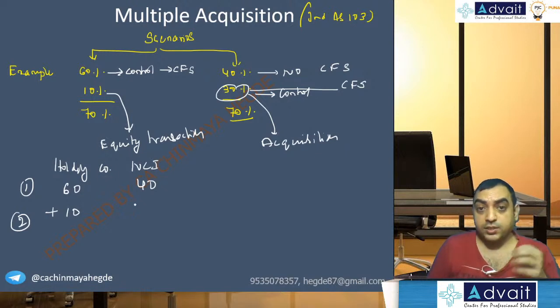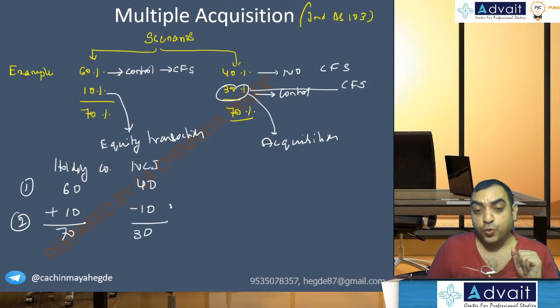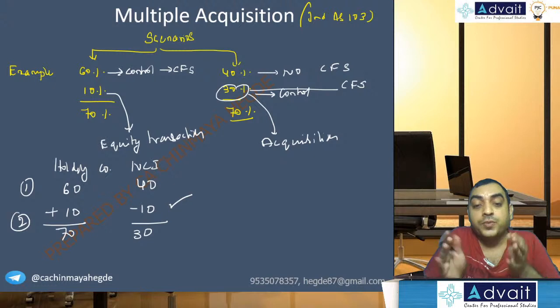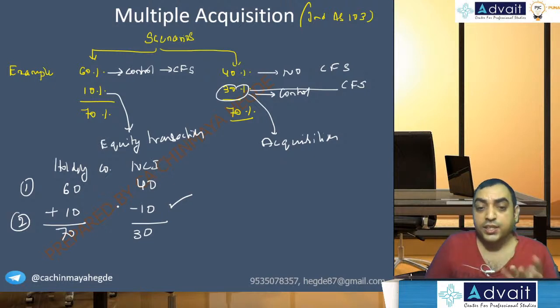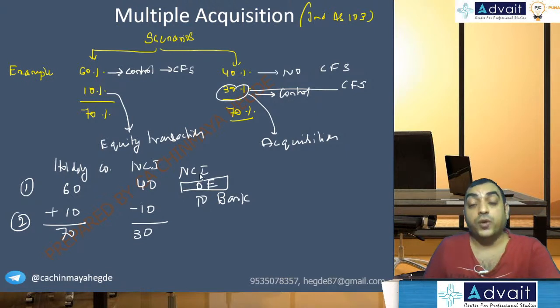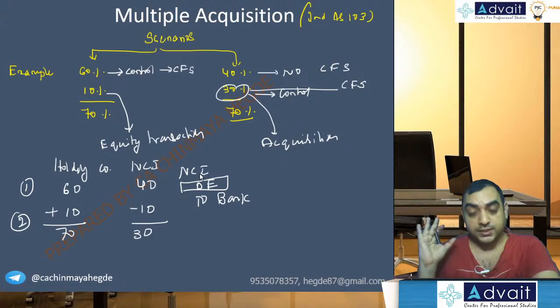Existing shareholders will sell it, meaning they will become minus 10, therefore yours becomes 70 and theirs becomes 30. So you have to account for this change. Holding company share will increase and NCI share will decrease. So what journal entry do you have to pass? NCI is decreasing, so NCI account debit to bank, and the differential amount, either profit or loss, will be transferred to other equity, reserves and surplus.